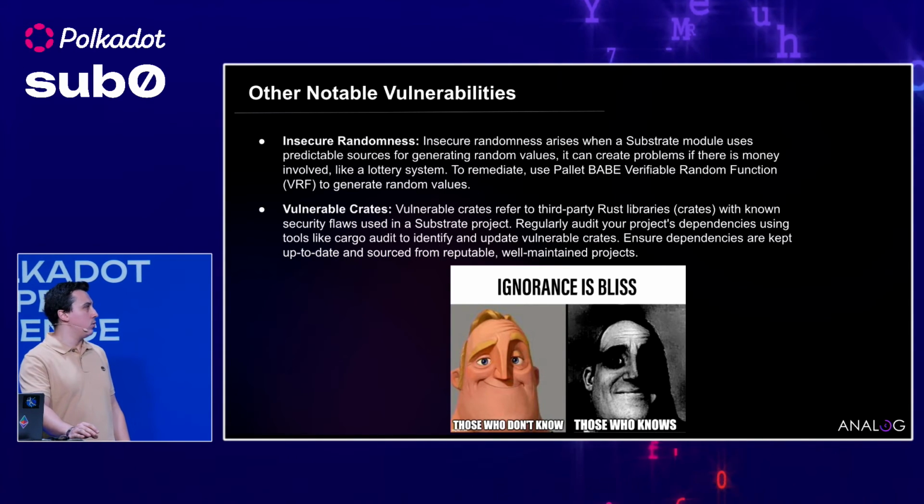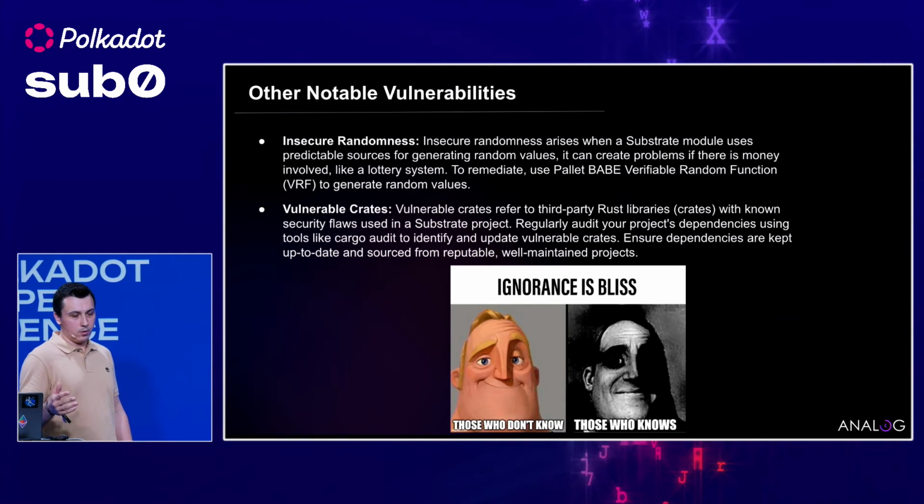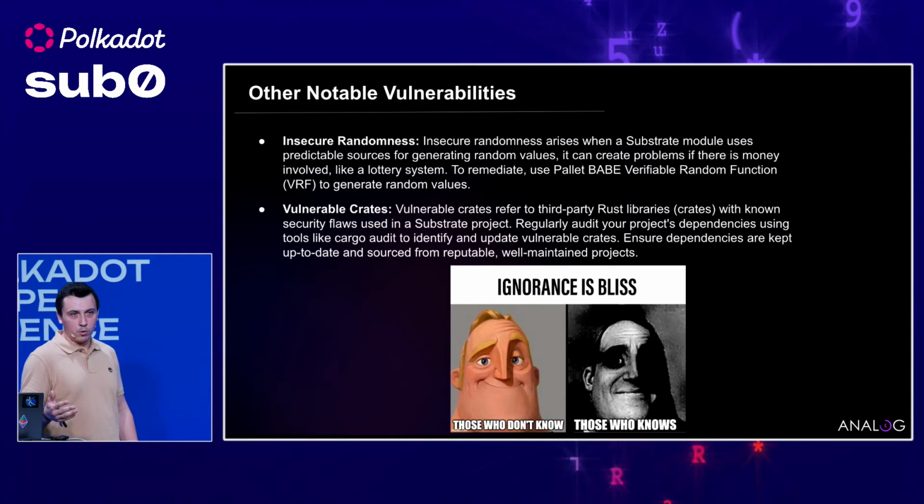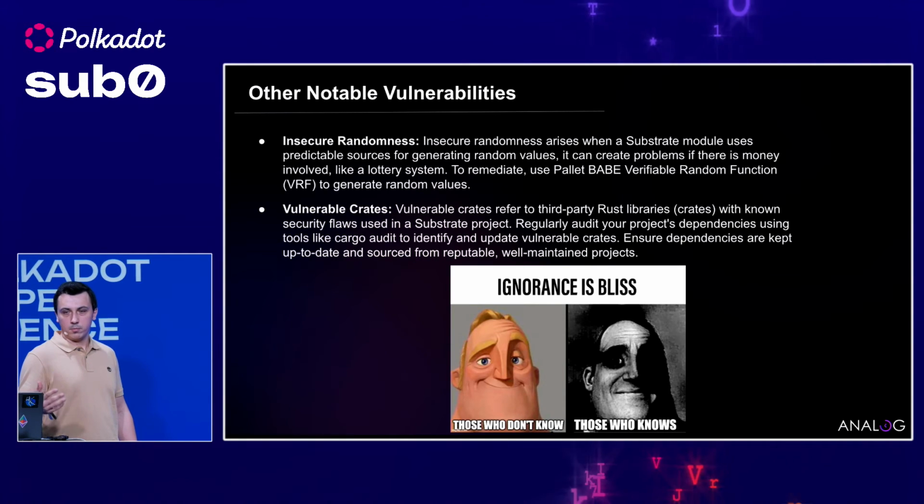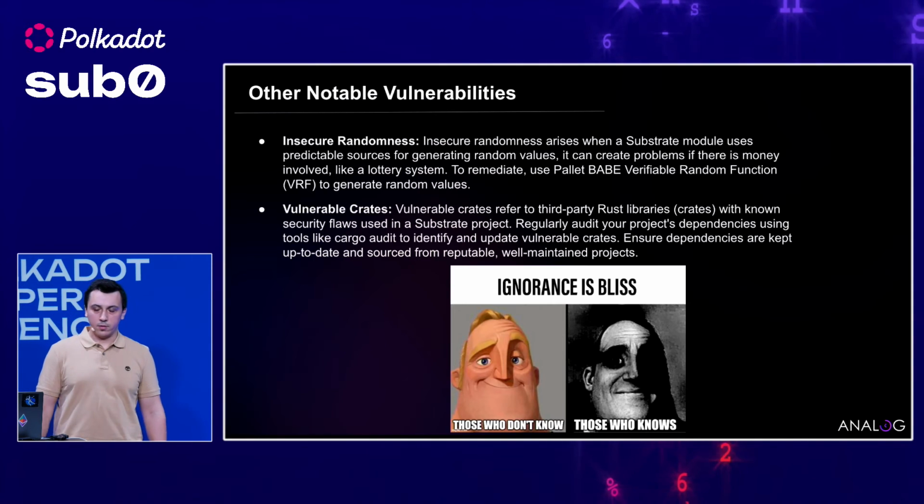And the other one is vulnerable crates. Crates with known vulnerabilities can introduce vulnerabilities into our chain also. We need to regularly scan for vulnerabilities with cargo audit and update when it's necessary.